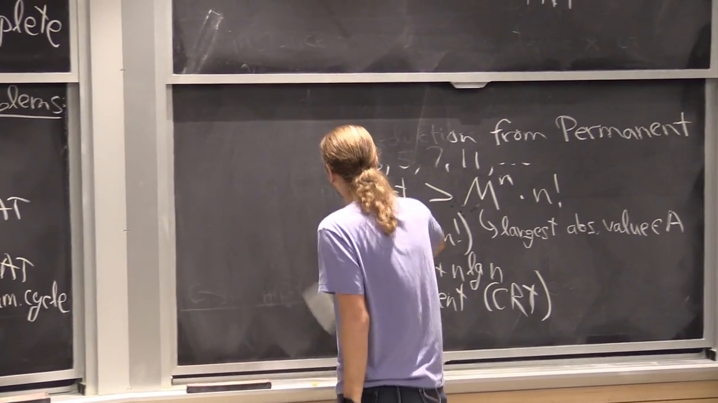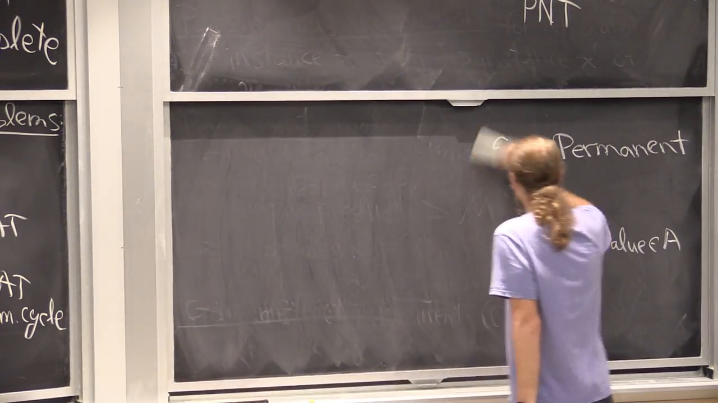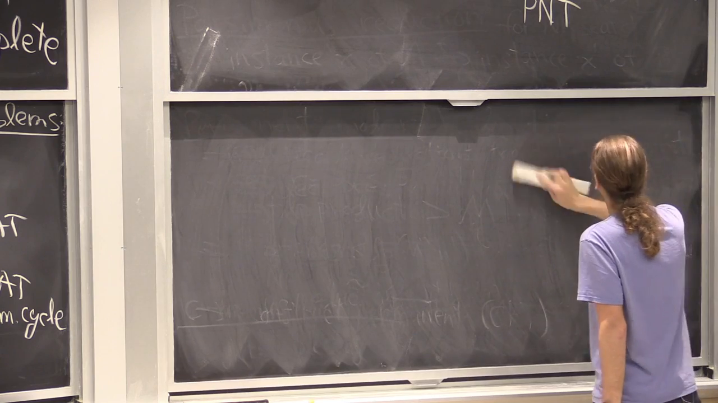We're not doing real algorithmic number theory here, like crypto, where you have to be more careful.